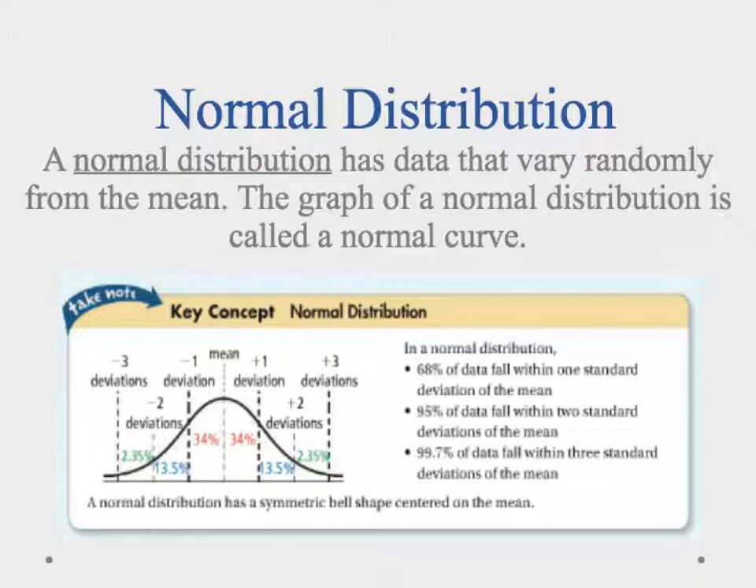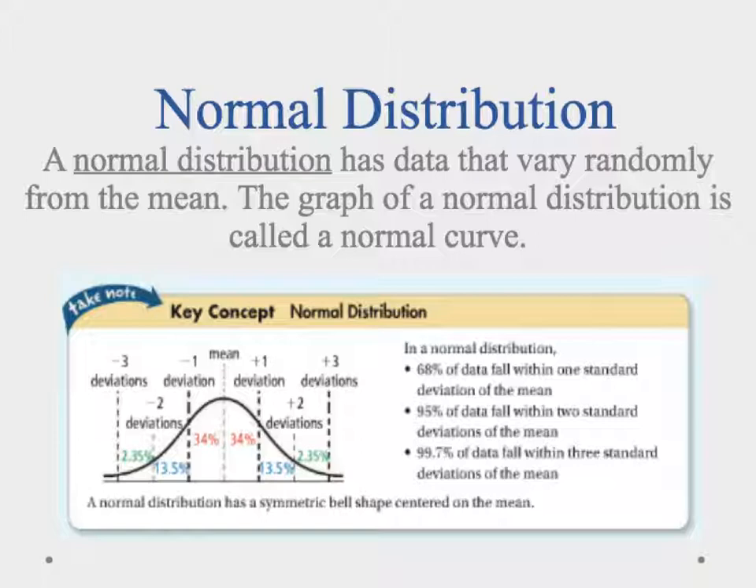If a discrete set is large, the distribution of its discrete values approximates a continuous distribution. So a normal distribution has data that vary randomly from the mean. The graph of a normal distribution is called a normal curve, and a lot of times we hear it called a normal bell curve. Numbers that deviate from the mean within one standard deviation are 34% on one side, 34% on the other side. So when you add them together, anything that falls within one standard deviation is considered 68% of all the data.